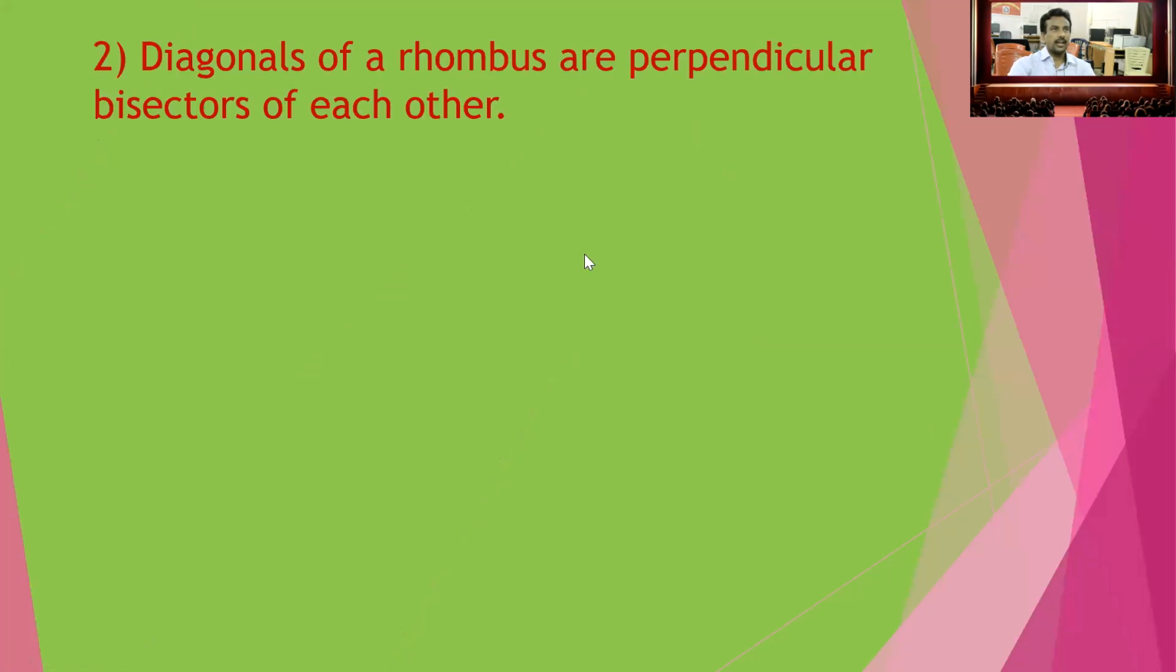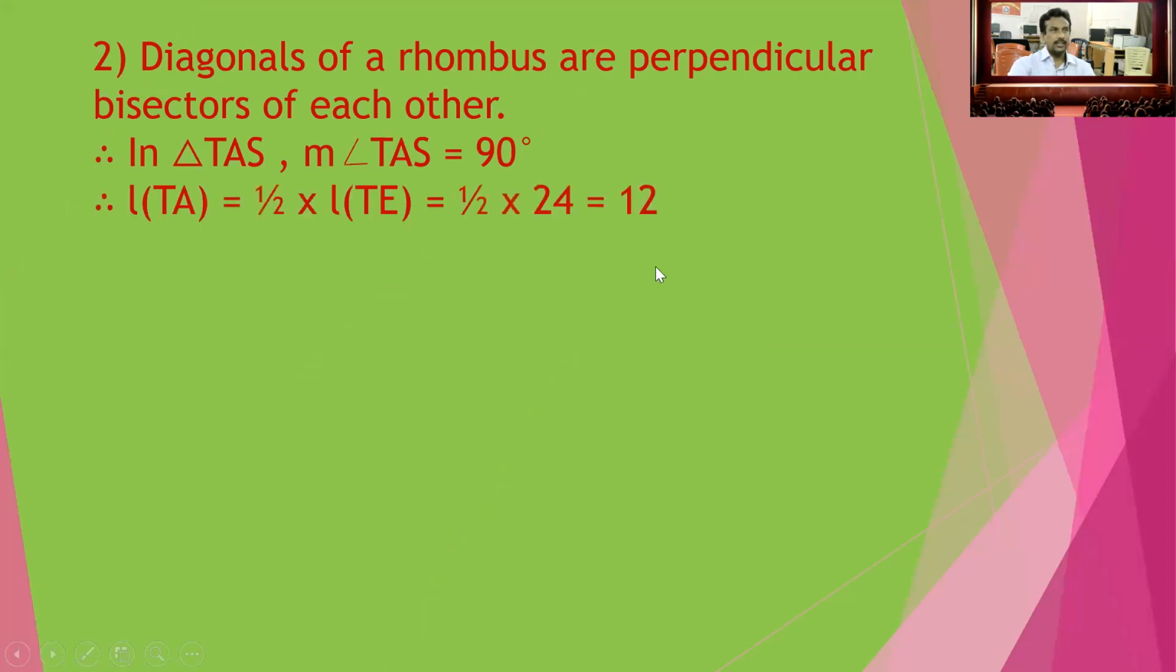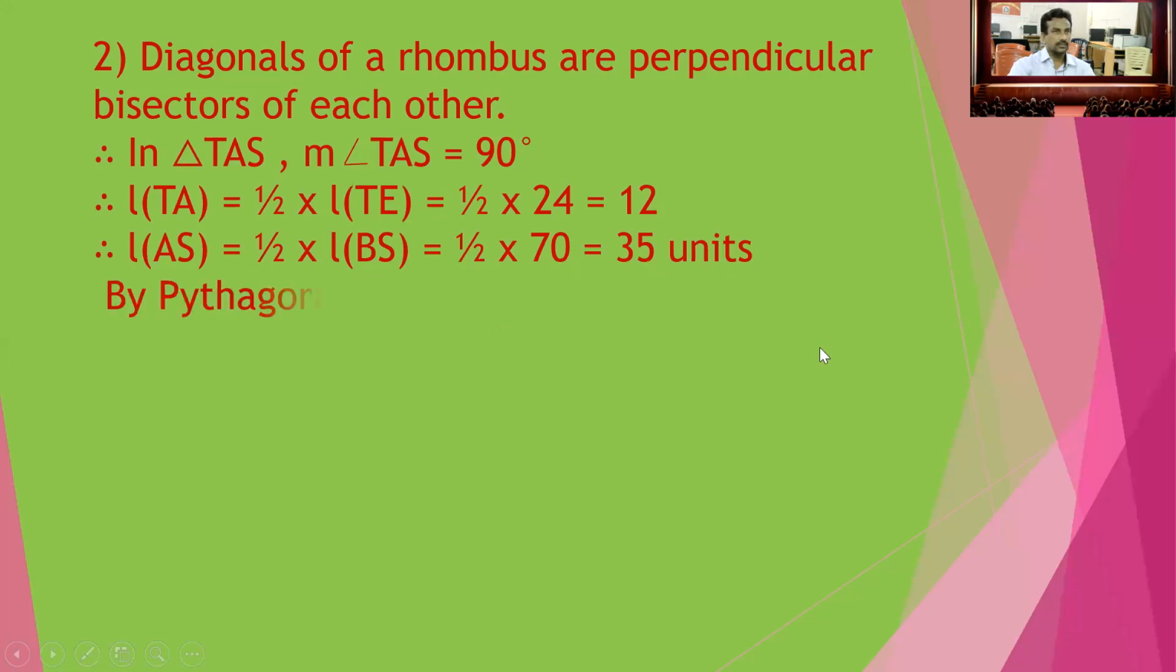Now the second example. Diagonals of a rhombus are perpendicular bisectors of each other. By using this we can solve the second. In triangle TAS, major angle TAS is 90 degrees. Now length TA is half of length TE, which is equal to half of 24. TE is given. Half of 24 is 12. Now length AS is equal to half of length BS, which is equal to half of 70. Half of 70 is 35 units.